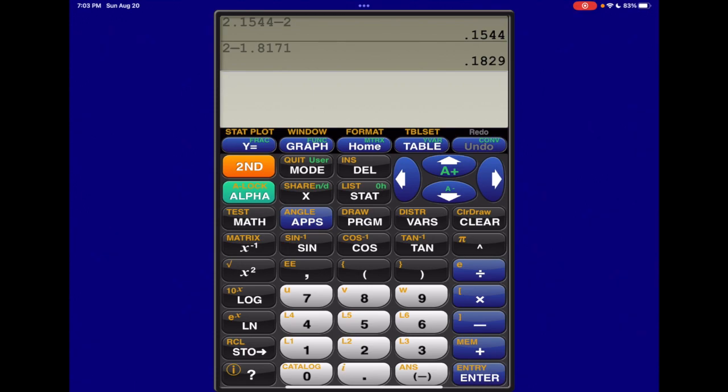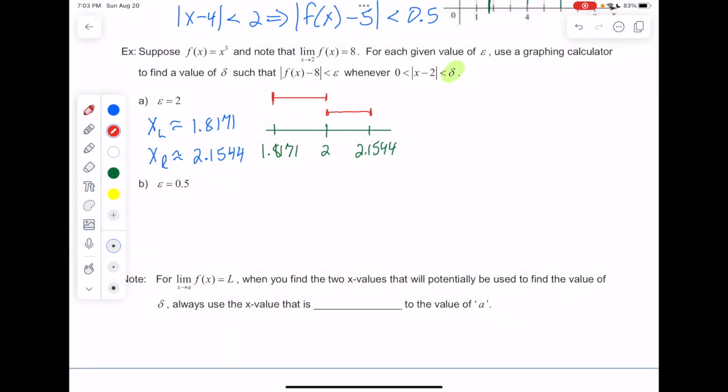And we saw in the previous example that when you're given these two potential different sized values for delta, what you need to do to make sure you stay in between the red lines is make sure you stay within the smaller distance of the number 2 in this case. So given these two choices for delta, we'll go with the smaller one, 0.1544. So let's go back and write that down.